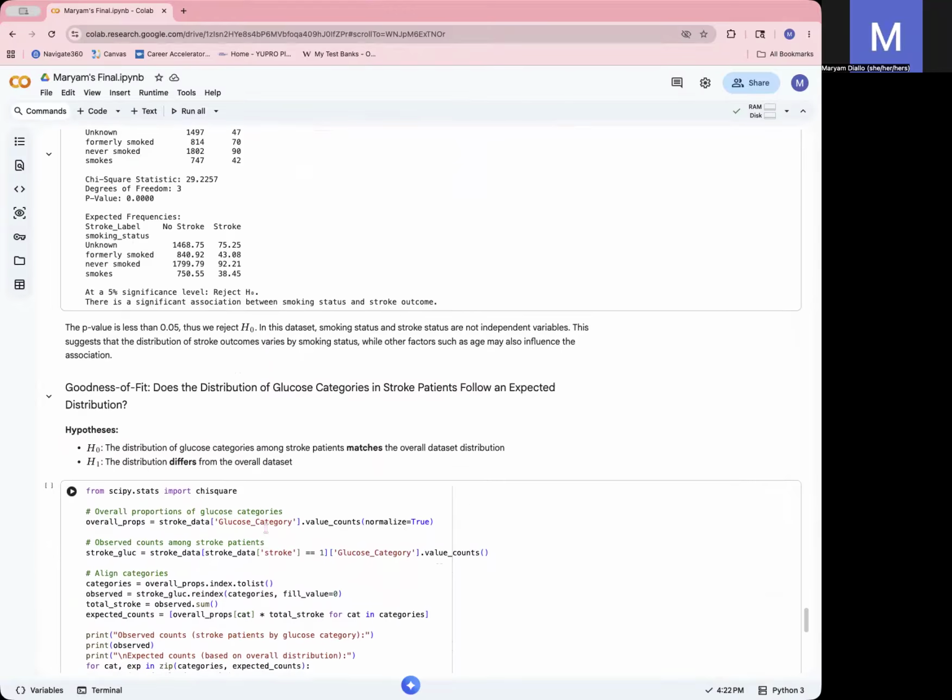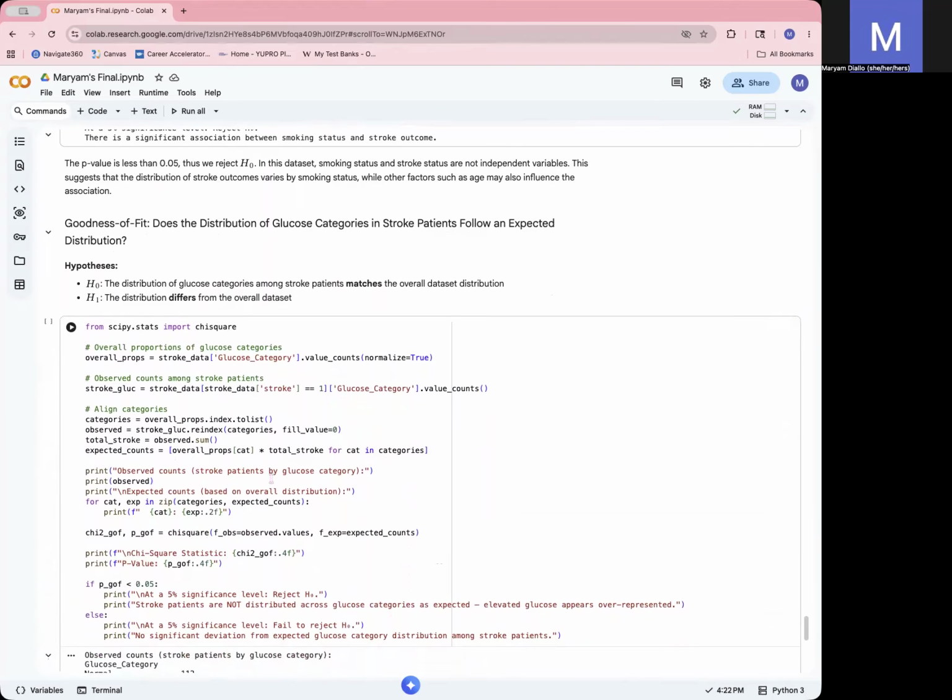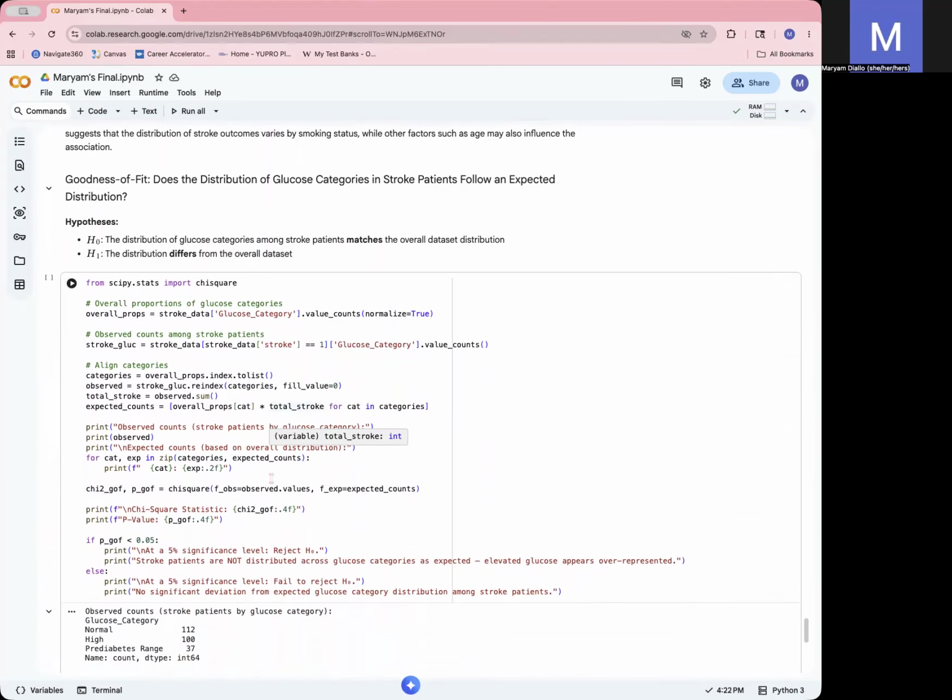Next up is our goodness of fit test. I wanted to know, does the distribution of glucose categories in stroke patients follow an expected distribution? If glucose category didn't matter, we'd expect stroke patients to be distributed roughly the same across the categories, from pre-diabetic to high, as everyone else. My null hypothesis was that the distribution matches the overall data set.